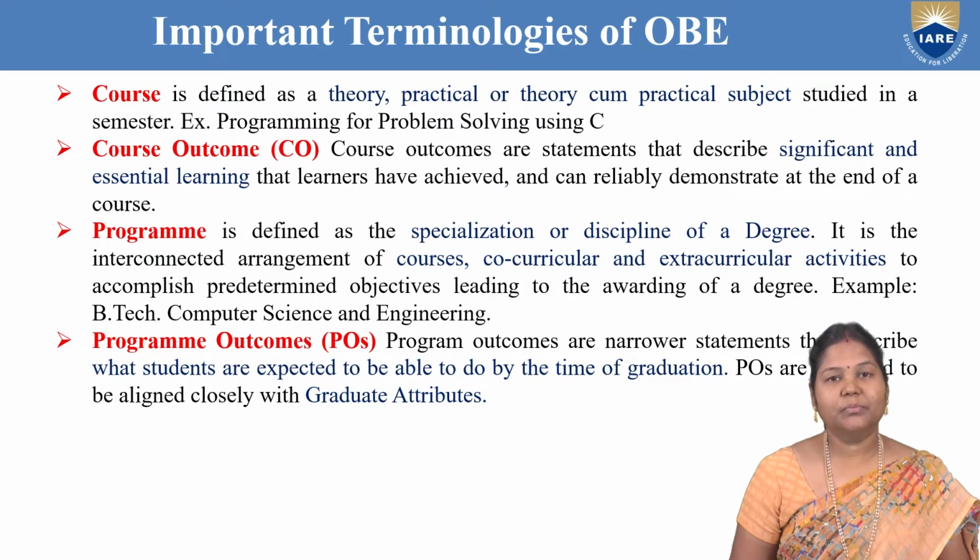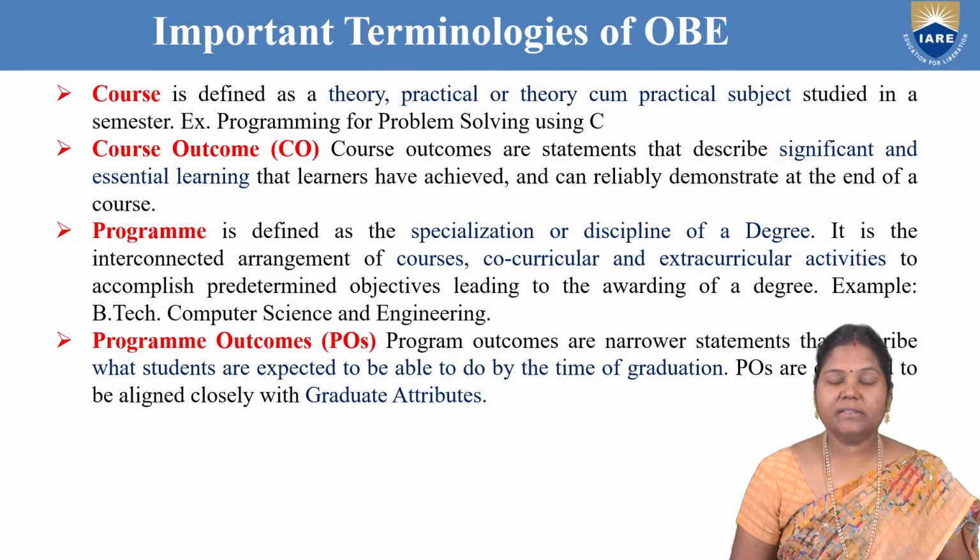So, first of all, we should understand what you mean by program outcome. Program outcomes are the narrower statements that describe what the students are expected to be able to do by the time of graduation. If a student is doing BTech in computer science and engineering, then what the student is expected to achieve in this program.